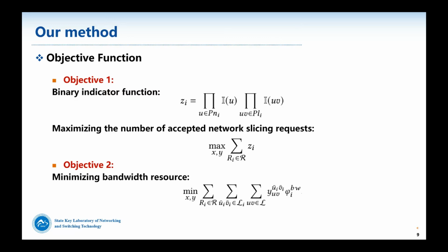We consider 2 objective functions. The first is to maximize the acceptance rate of network slicing requests. We specifically describe the acceptance and resource conflicts of network slicing in the paper. The second is to minimize the consumption of bandwidth resources, because the node resources are fixed, while the link resources are diverse during the deployment of network slicing.